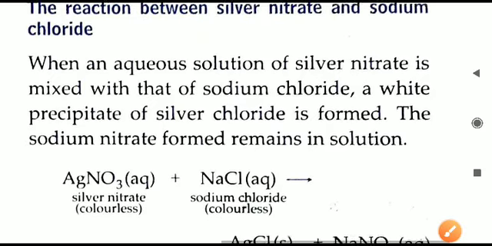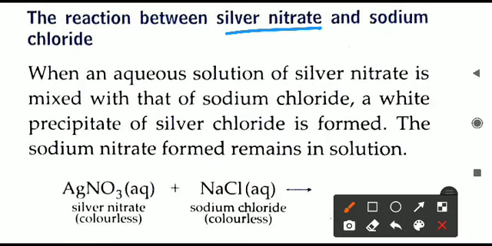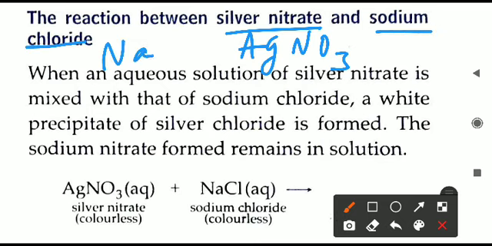Let us see the examples of this reaction. The reaction we are going to learn in the double displacement is between silver nitrate. It is called AgNO3. Ag stands for silver, NO3 stands for nitrate. Next is sodium chloride. Sodium means Na, chloride is Cl. So when both of these, NaCl and AgNO3, are reacting with each other, what will happen now?